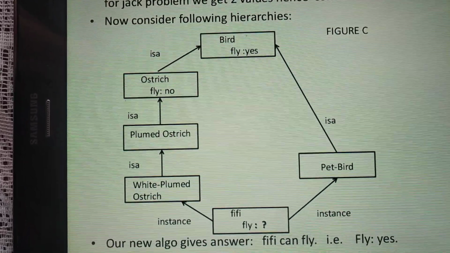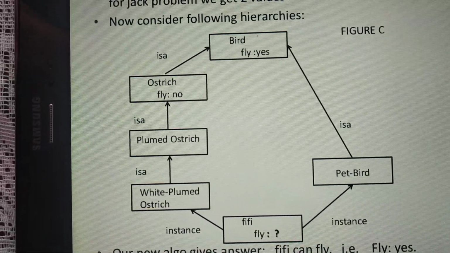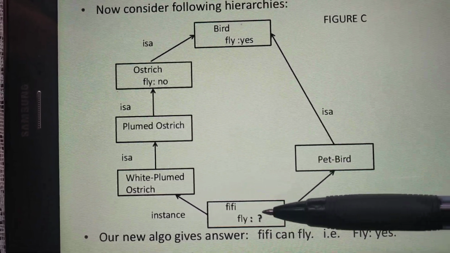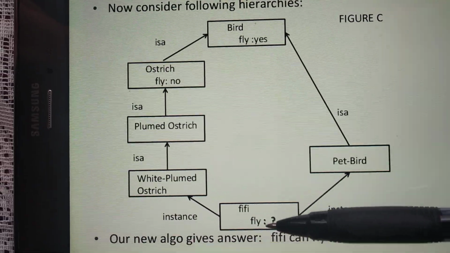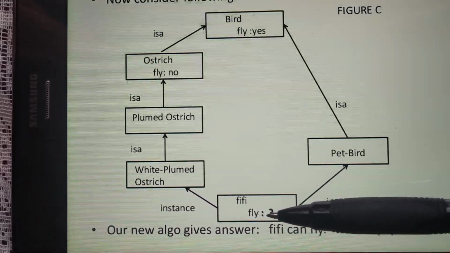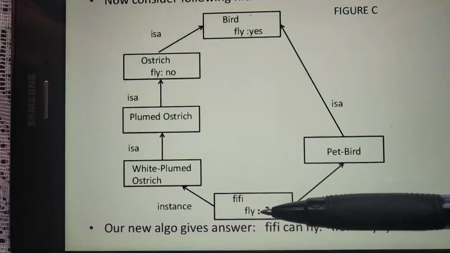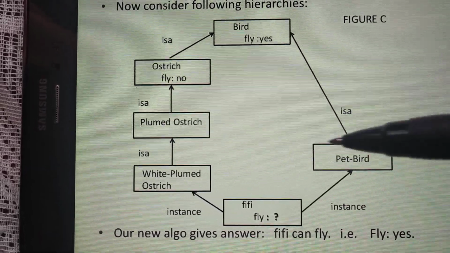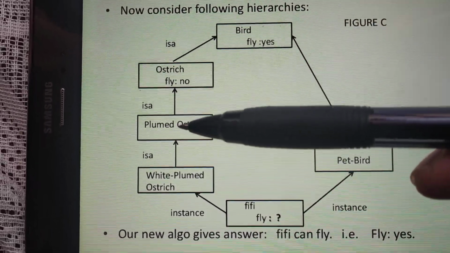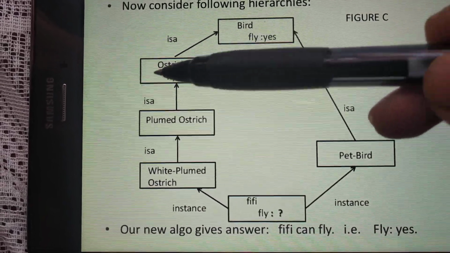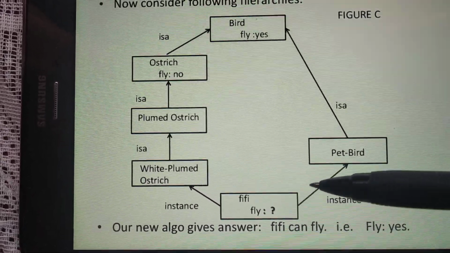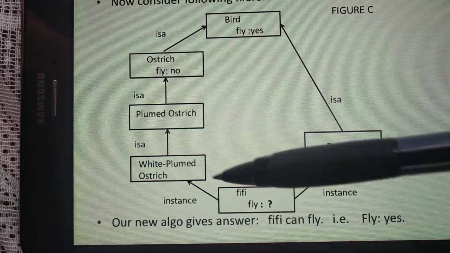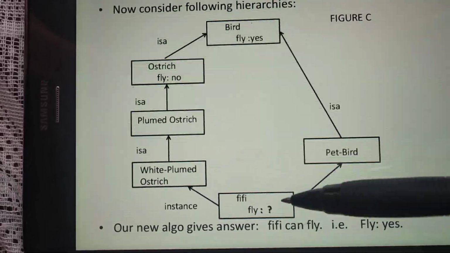Now let us use the same path length algorithm for this particular figure C. I will just recapitulate what the path length algorithm is. We have to always start from the node for which the value is to be determined. From this node we use breadth first search and go upwards through instance and isa links. We go on till we reach a node which has a value for the attribute, that is no in this case, and yes in this case. We terminate our search when we reach the node which has an answer to this question.